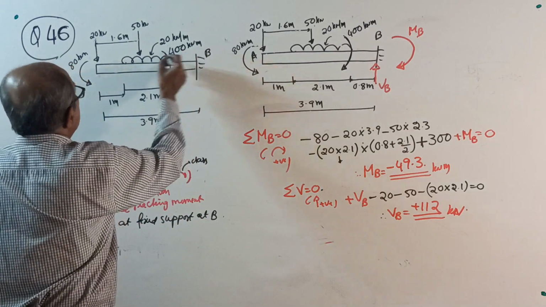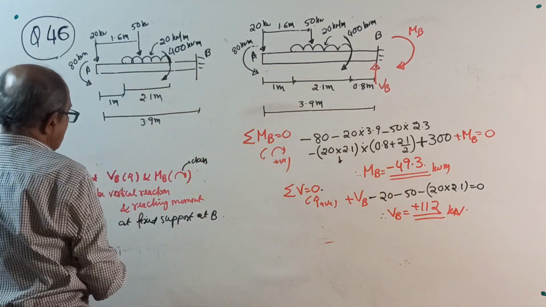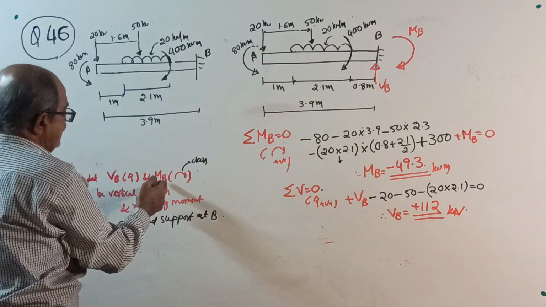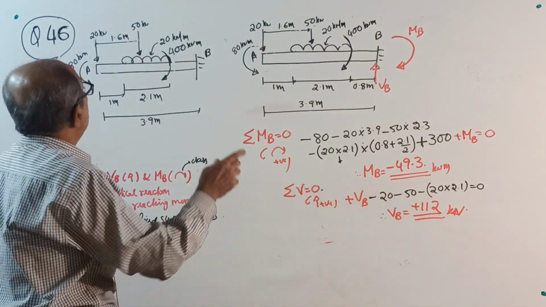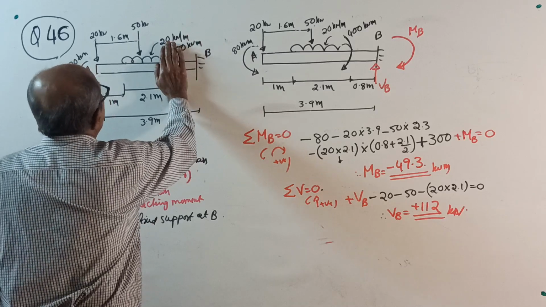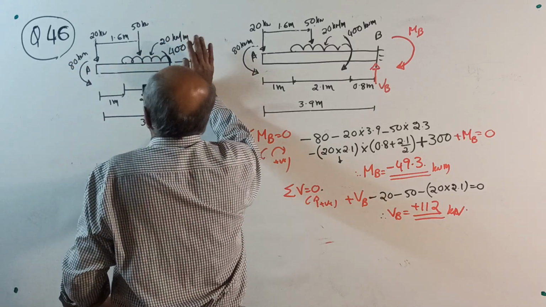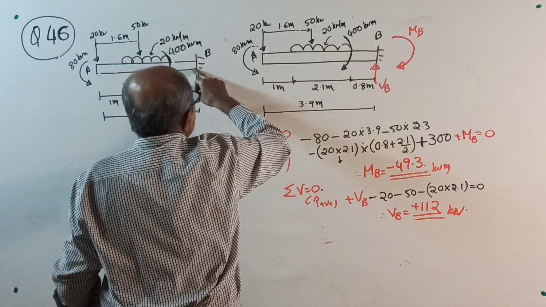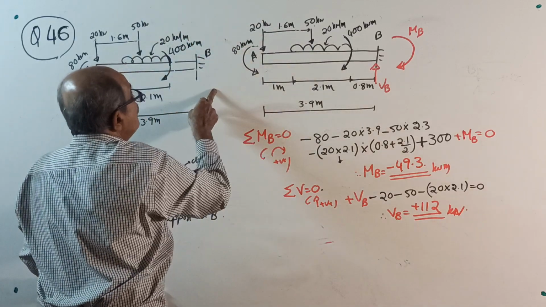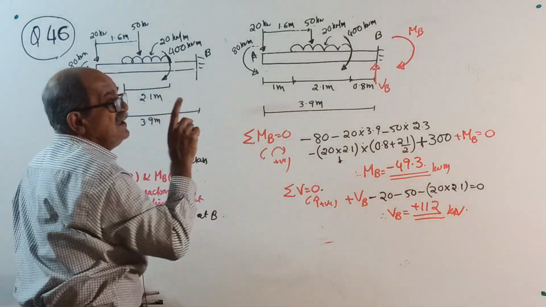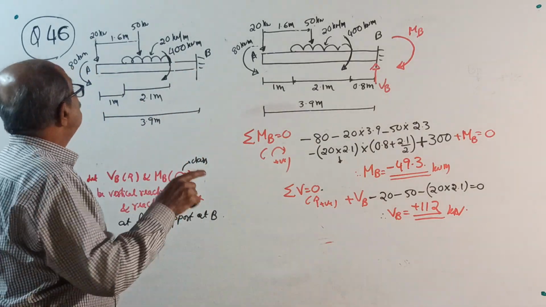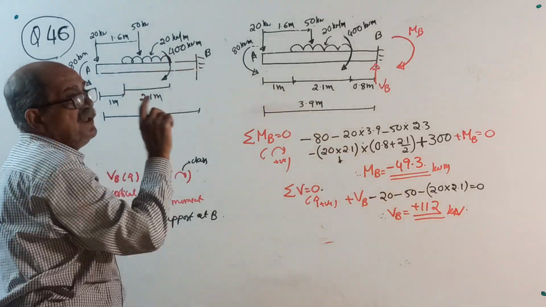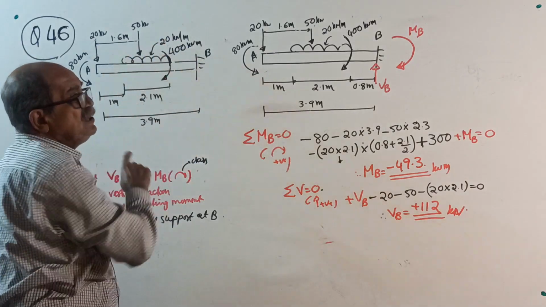This is B, this is A. Okay, as usual, VB upwards I will take. MB, I already told you. See, if you don't see this 400 couple, everything will create anti-clockwise moment about fixed end. So reaction will be clockwise, but this 400 is different. Now it depends on whether 400 is predominant or all remaining together predominant.